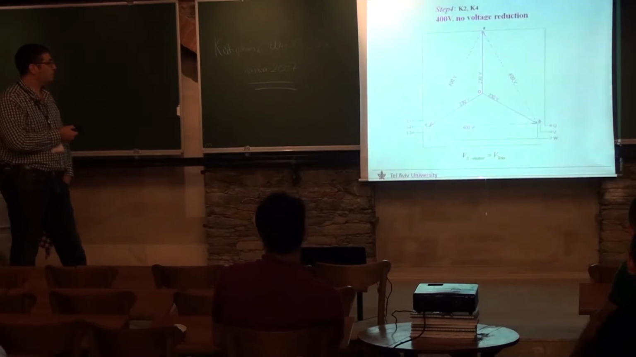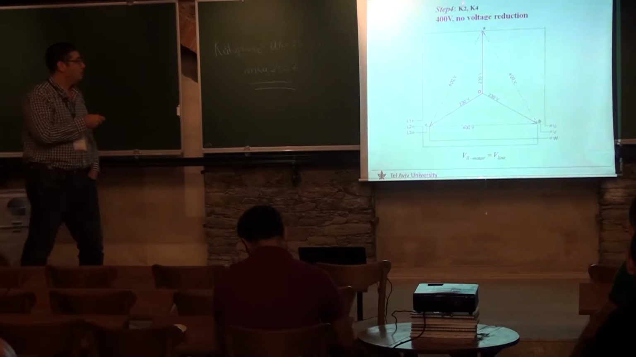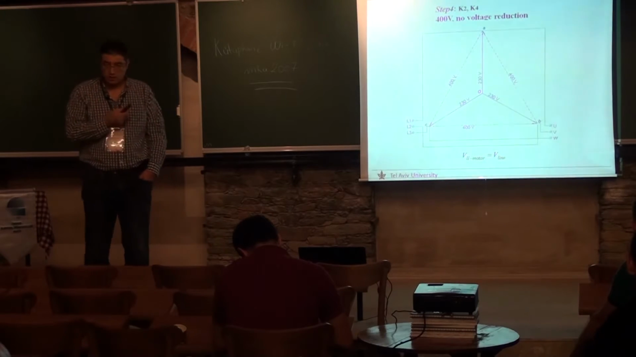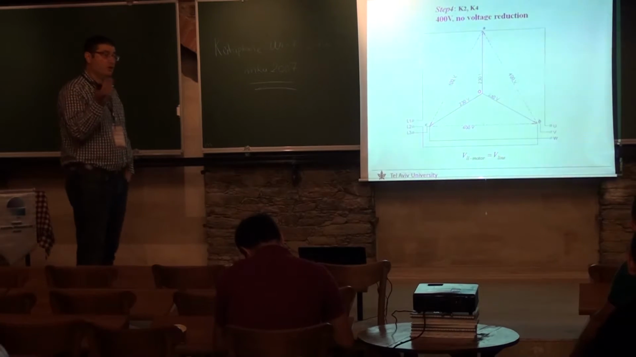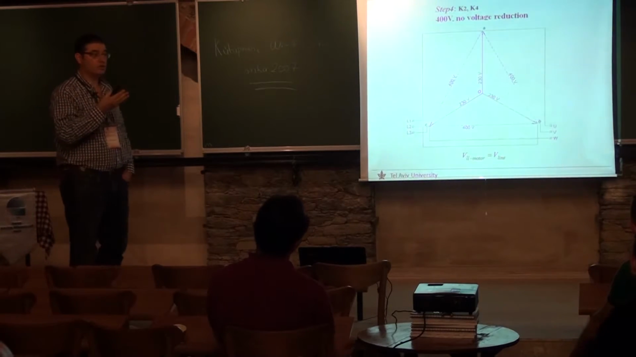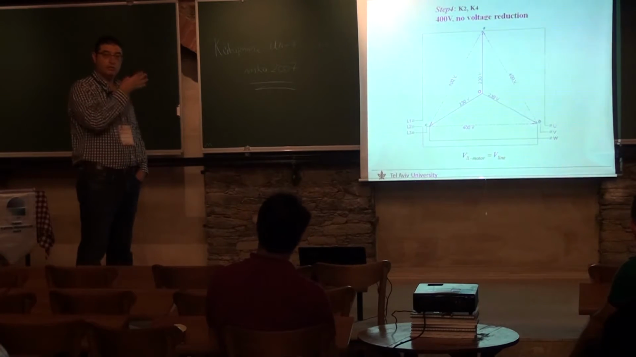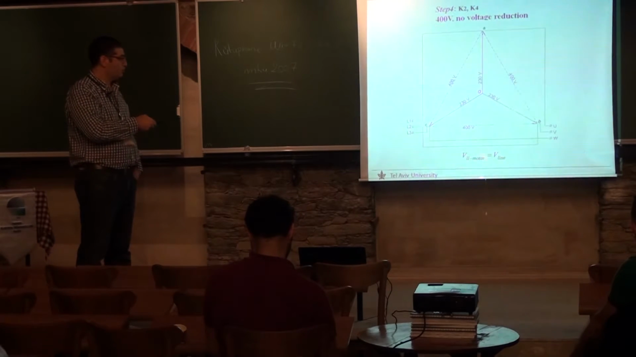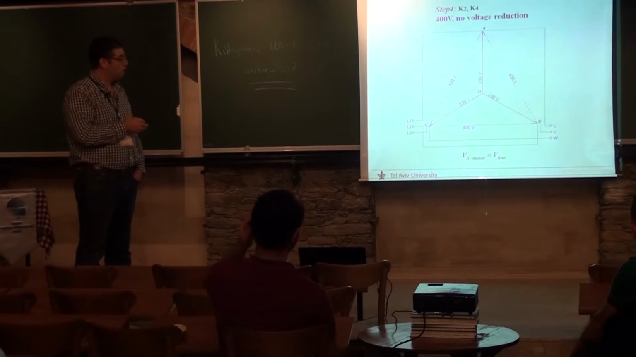And then, of course, there is the case when we short the primary. K2, K4, we apply a short circuit across the primary, and this short reflects on the secondary, and therefore there is no voltage reduction, and the input equals the output. So the motor voltage and the line input voltage are equal.